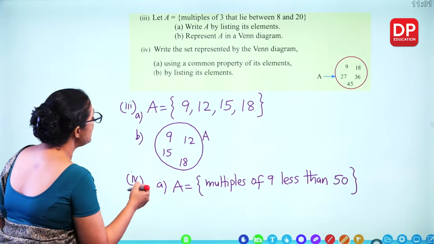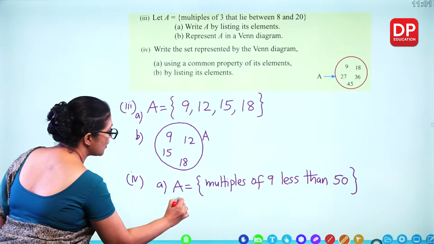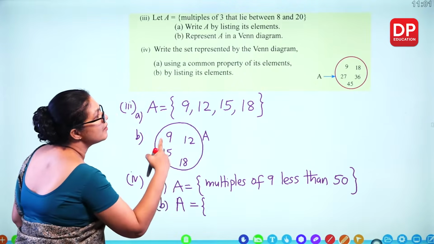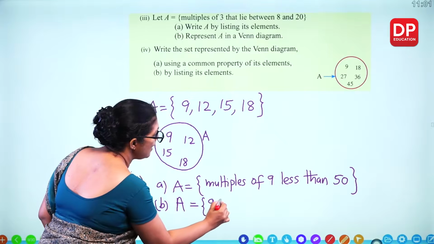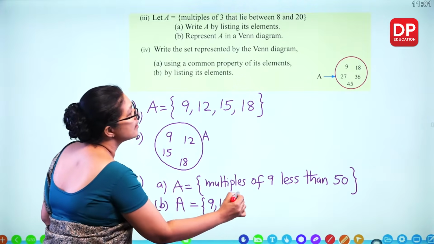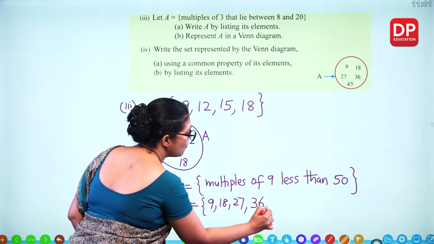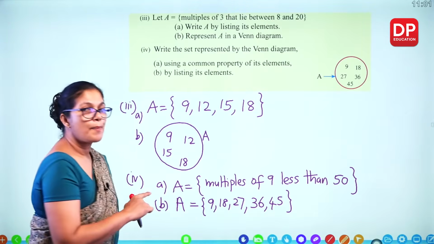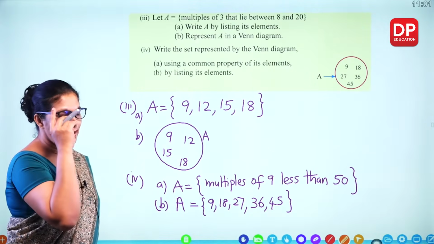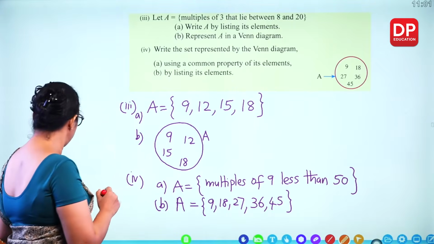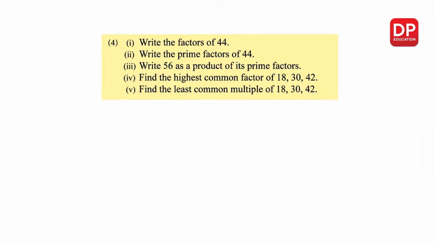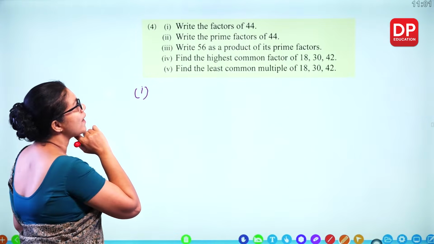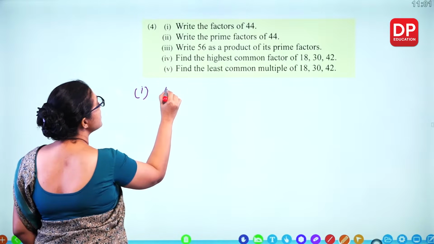By listing its elements, so you can write A is the set. And you can write all the elements there. 9, 18, 27, 36, 45. When you are writing elements, a comma in between and you can't repeat the same number twice. Write the factors of 44. Factors of 44. How do you find out the factors? You can divide and see.